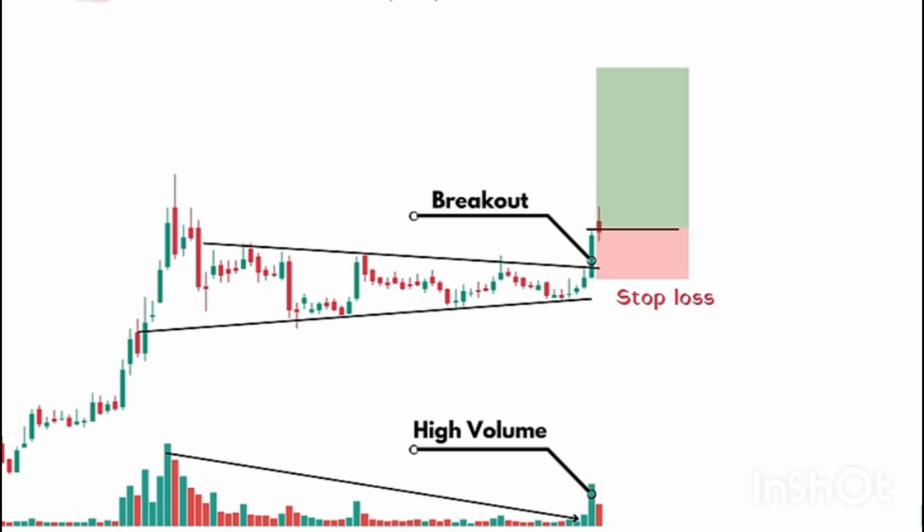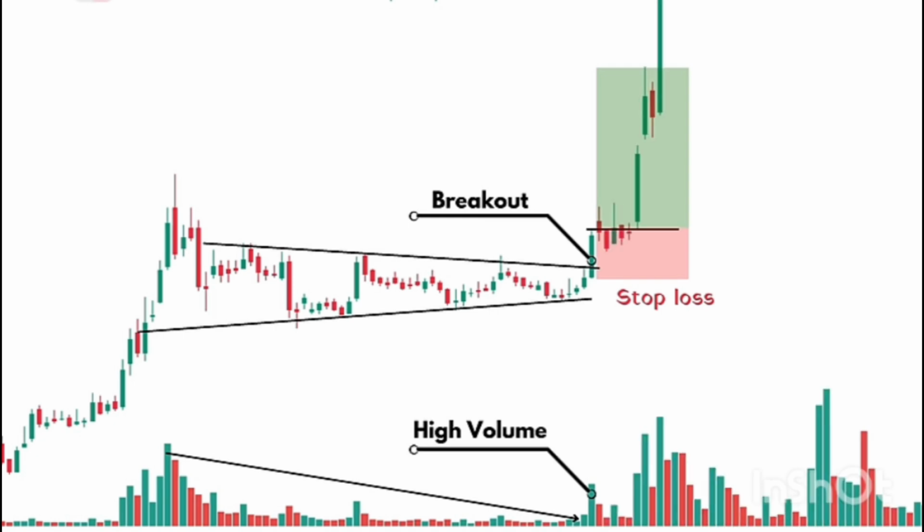If you observe carefully, during every strong uptrend, price kept making higher highs while volume also increased. This confirms that institutional participation was supporting the move. Conclusion. In this video, we learned how to combine volume and price action to identify high-probability trading opportunities.